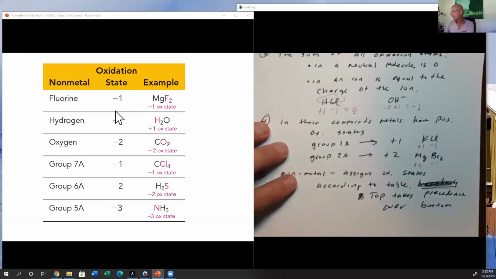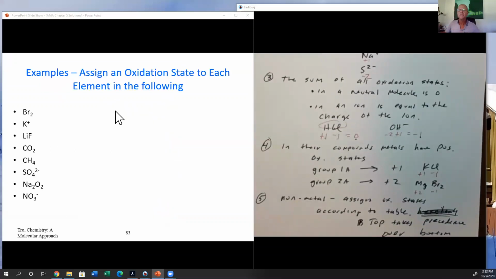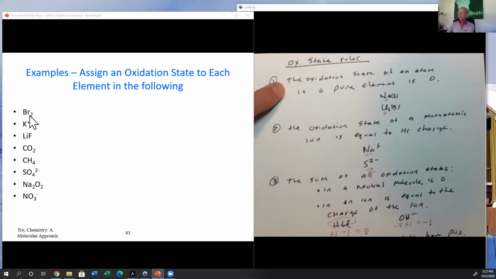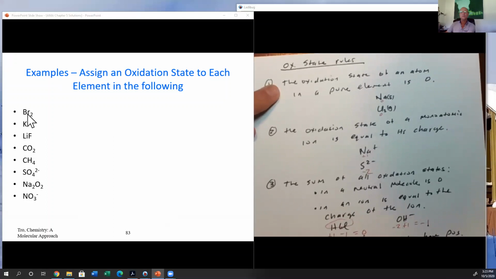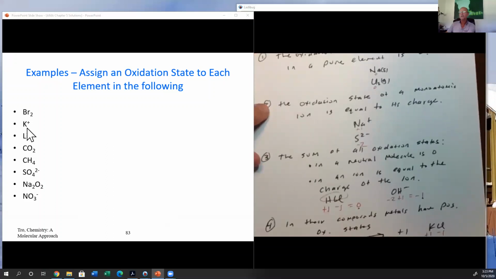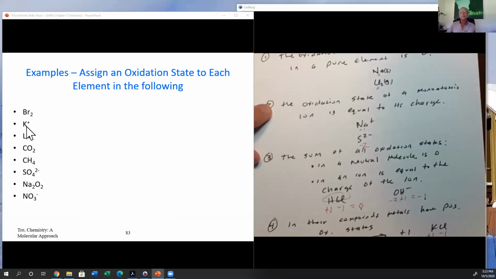I know that's a lot, and I know I'm totally out of time. I'll do a couple of examples, and then we'll be done. And yes, the rules are in the book. So bromine, what is that? That's a pure element, so what's the oxidation state of bromine and bromine? 0. Correct. Potassium plus, that's a monoatomic ion. Its charge is +1. So what's the oxidation state of potassium plus? +1, correct.